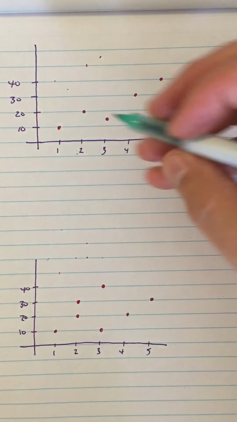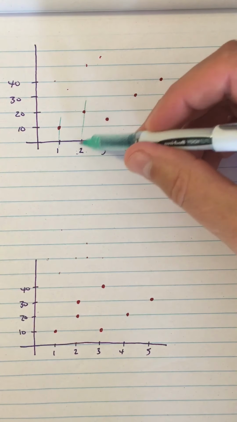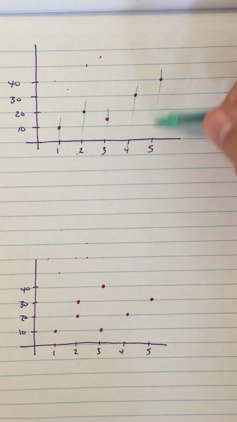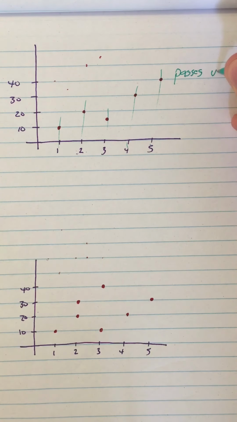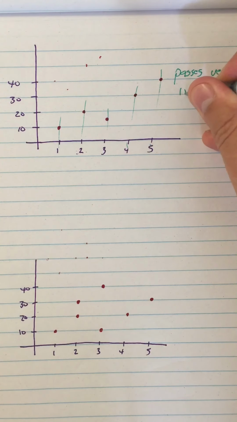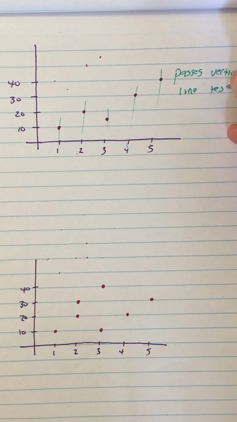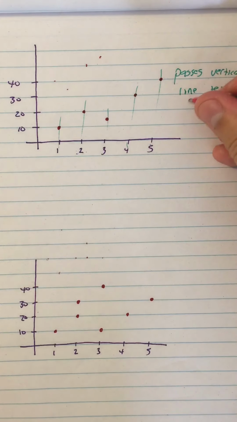So this one is a function because every vertical line can only hit a point once. So it passes the vertical line test. So it is a function.